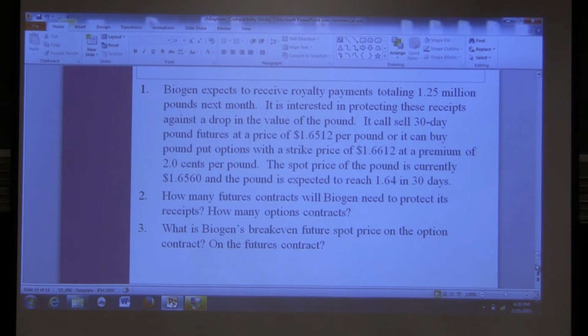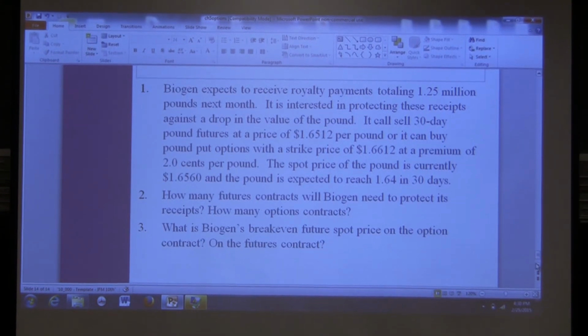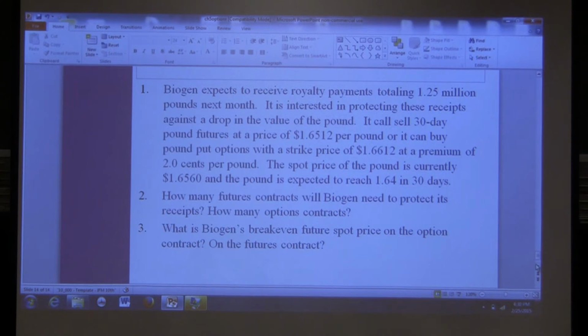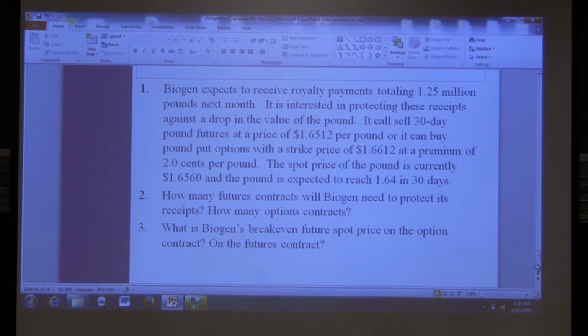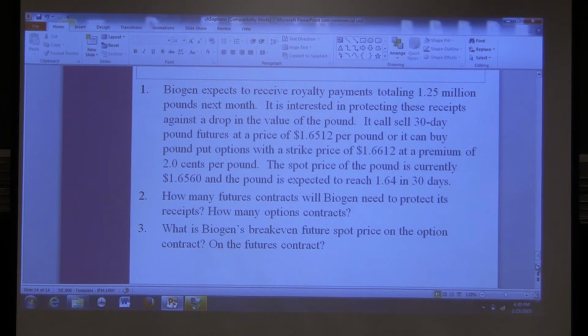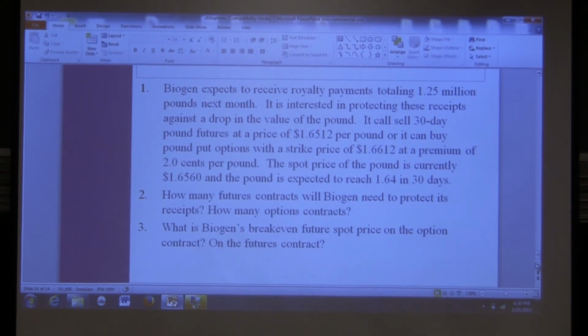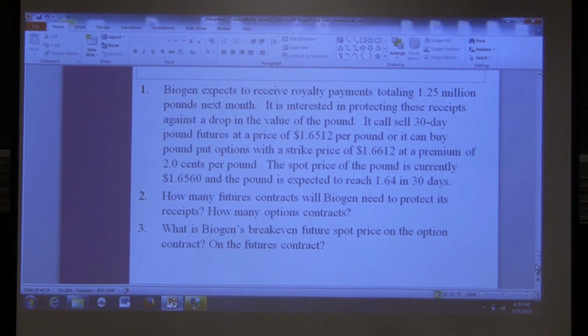So we can look at the case where we are buying the futures. I don't know why, but it's a little easier to explain things if you buy the futures contract. Okay? So if you buy the futures contract, this is what you see, 1.6512. And let's say rather than receive money, you're making a payment. This is what you see, 1.6512. As the exchange rate goes up, you make profits. As the exchange rate goes down, you lose money.